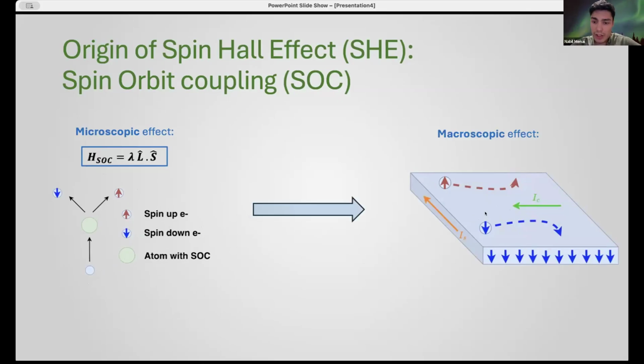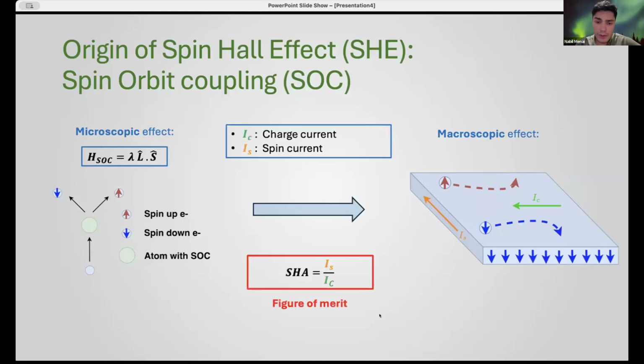If you inject a charge current where you have many electrons, electrons with some kind of spin, let's say spin down, will deviate to the left, and the ones with spin up will deviate to the right. And this creates the spin current, as you can see in orange. We define what's called the spin Hall angle, which is basically the ratio between these two. Our goal will be to maximize this quantity because we would like to apply as small of a charge current as possible and ultimately have a great spin current. So this will be the focus of our talk, this quantity, the ratio between the two currents.